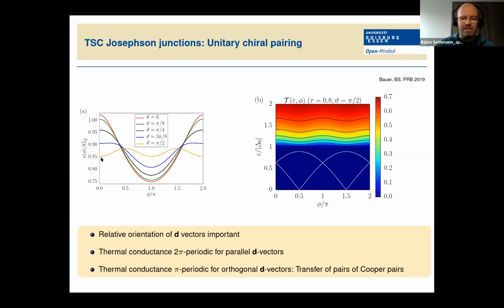We can also understand why there are minima and maxima occurring at these different values by looking again at the transmission function and the Andreev bound states in the junction. And you basically see that whenever there's an Andreev bound state coming close to the gap edge, then we get a maximum in the thermal conductance. And when the Andreev bound states are further away, there is this minimum in the thermal conductance.